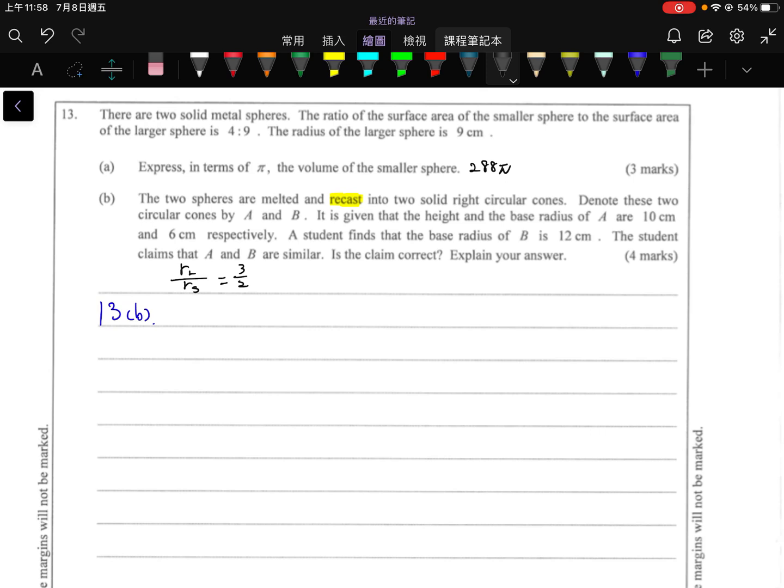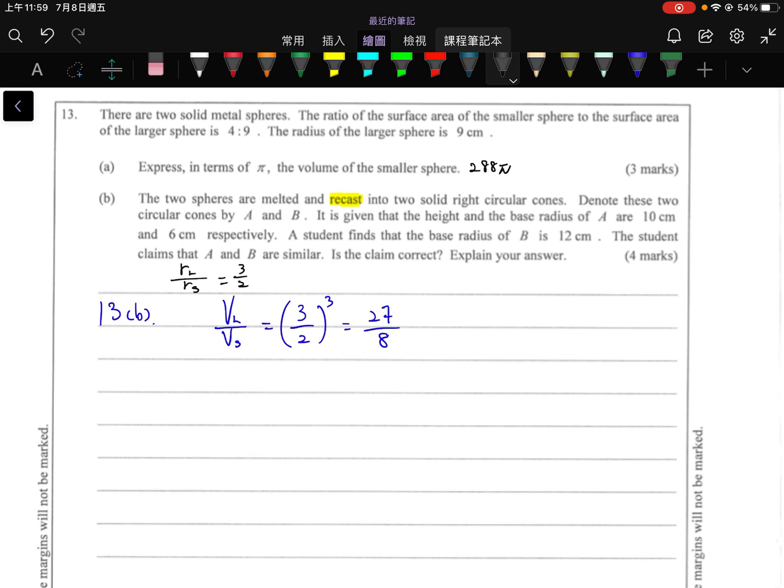Based on part A, we know that the size ratio of the two spheres, big to small, is 3 to 2. So this is the size ratio. If we want to find the volume ratio, then the larger volume to the smaller volume will be, according to the ratio, the cube of 3 over 2, which means 27 divided by 8.